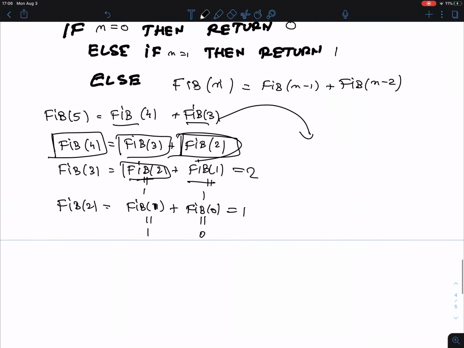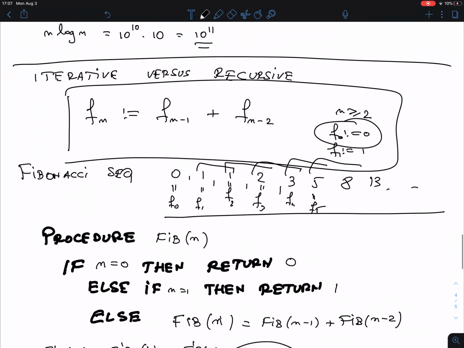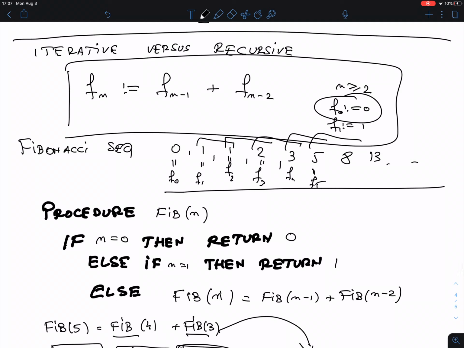Therefore, what's the iterative one? Iterative says, okay, we build up the sequence. We build it up from the bottom. And I'm not going to write it down because it's not recursive, so I'll leave it to you to read the pseudocode for the algorithm. But the algorithm is very simple. It says, at any given point, you take the last two elements, you add them up, and that becomes your new element.